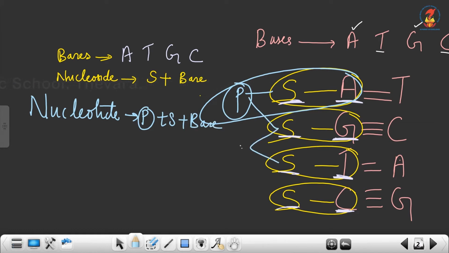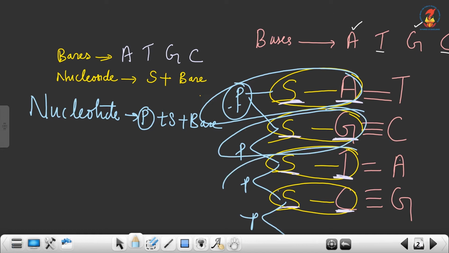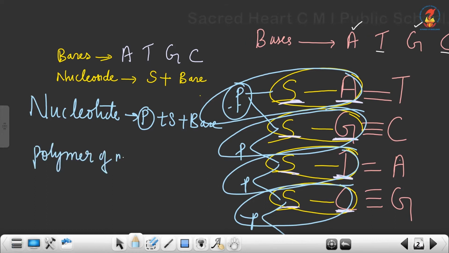So, here I am going to draw all the phosphates. So, we have one nucleotide, this is the second nucleotide, third nucleotide and fourth nucleotide. See, a number of nucleotides. How many nucleotides are there here? 4 nucleotides. So, we see a polymer of nucleotides. A polymer of nucleotides is called a polynucleotide. So, we get the next term, polynucleotide. So, what is a polynucleotide? When there is repetition of nucleotides, it is a polymer of nucleotides or polynucleotide.